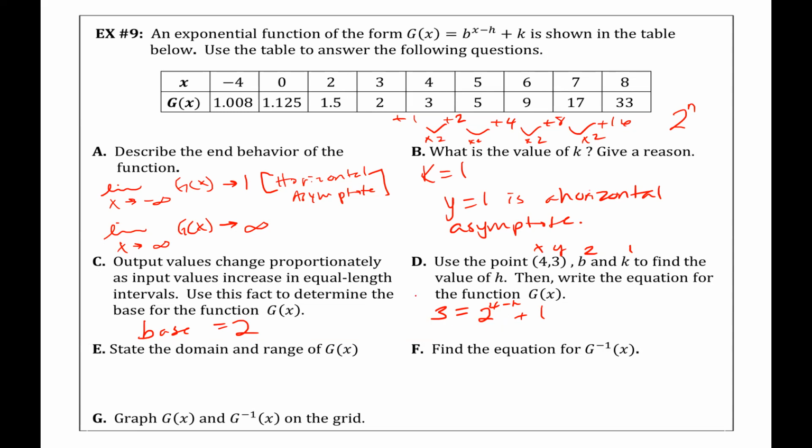So we're going to go back to our skills that you learned in algebra classes, algebra 1, algebra 2, to get h by itself. So up first, we have to subtract 1, right? So we're going to subtract 1 from both sides, and we're going to be left with 2, right? So we're going to be left with 2 equals 2 to the 4 minus h.